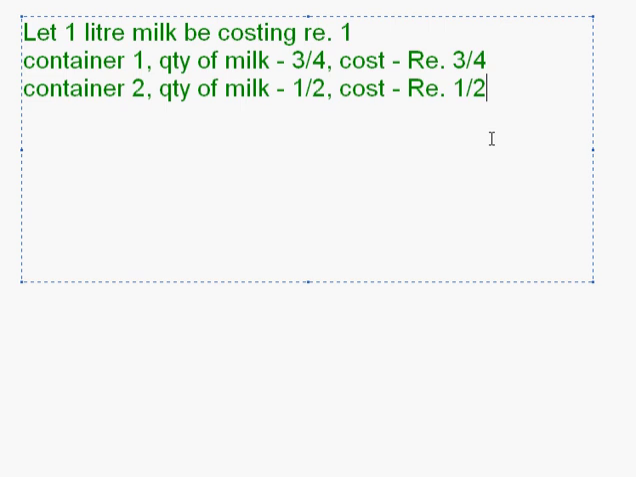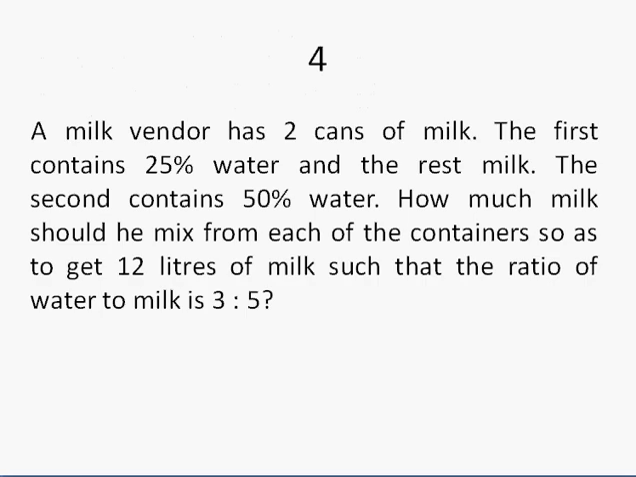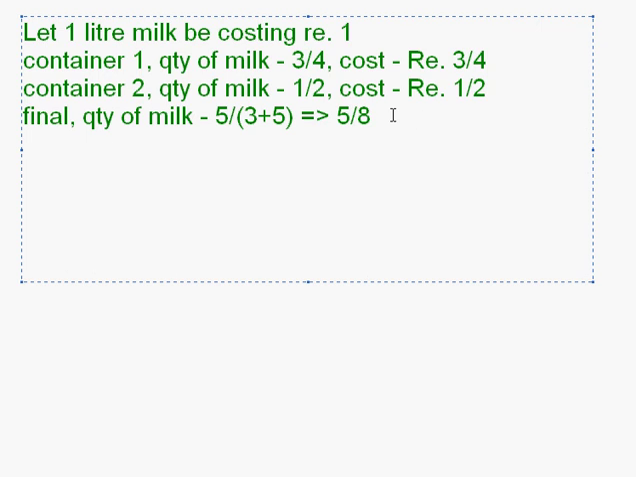Okay. So now look at the mixture. Final mixture will have quantity of milk as 5 upon 3 plus 5. Okay, so it will be 5 upon 8. Alright, so see, it is 3:5 water to milk, so milk will be at top 5:8. That means cost will be rupee 5 upon 8. Alright, so this is the cost.